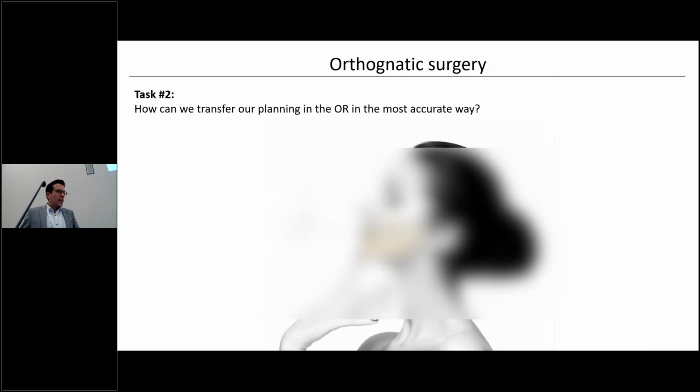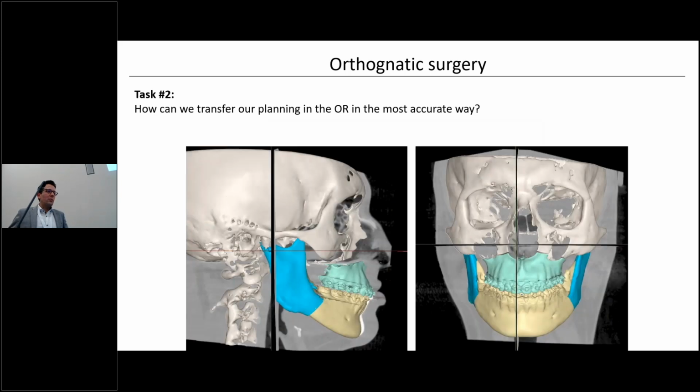This is, as I mentioned, our workhorse. And then comes the second most important thing. This is actually for me more important than the planning, because as I showed you, planning is standard more or less to a certain extent. But how can I accurately transfer my planning I do on my laptop into the OR? And this is still a task which I personally think there's lots of potential available.